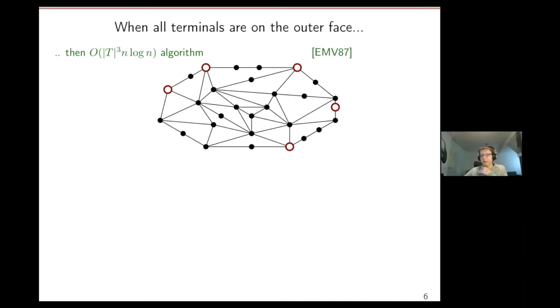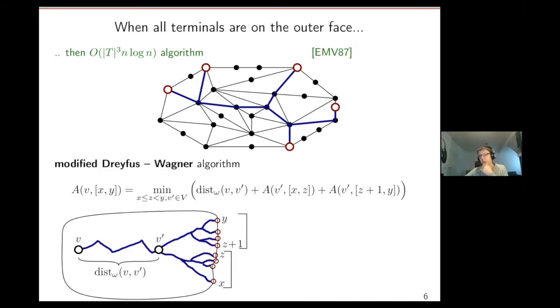But this very important special case is when all the terminals are on the outer face of the planar graph. Let's say that we fix an embedding and all the terminals are sitting on the outer face of the planar graph. In this case, it turns out that you can solve the problem in polynomial time. This was already observed in the 80s by Erickson et al. And it's very easy to see why this is the case. So, here's the solution.